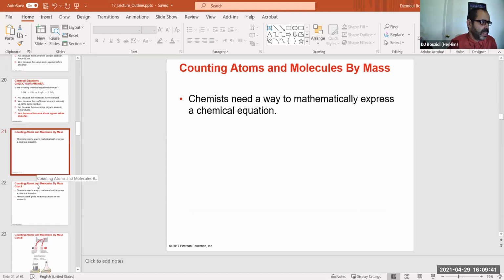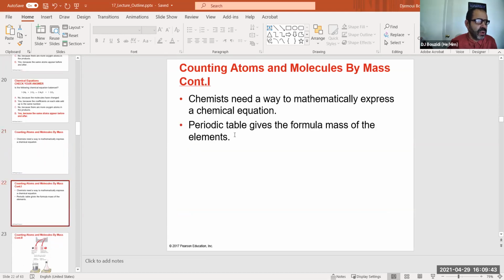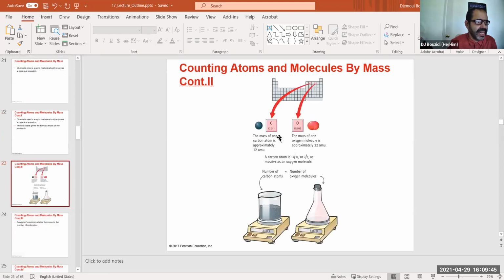To express it mathematically, you really have to go to the periodic table and check the atomic mass unit associated with each and every one of them. Typically, the number is not an exact integer. Why is it not an exact integer? It's because of the isotopes. Oxygen is not exactly 1 isotope. That's why the number is not exactly 16.